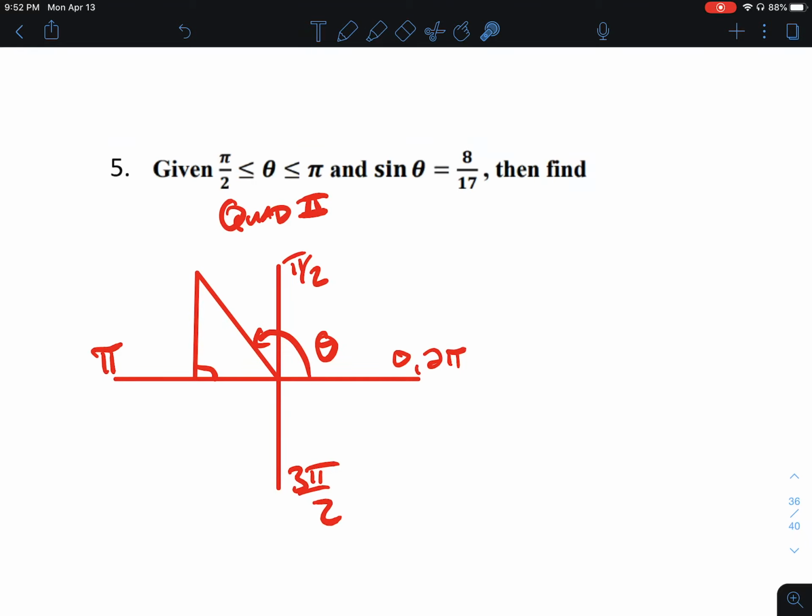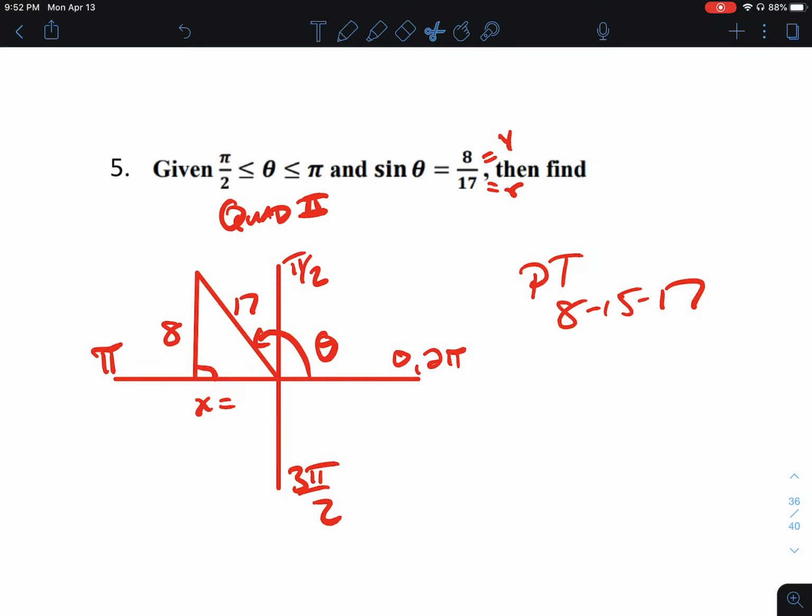So we draw a reference triangle. A reference triangle always uses the x-axis as one of the legs. Then we're told that sine of theta is 8 over 17. So 8 has to be y and 17 has to be r because sine is y over r. So we got 8, we got 17. We just need to figure out what x is. Guess what? This is a Pythagorean triple. This is an 8, 15, 17 right triangle.